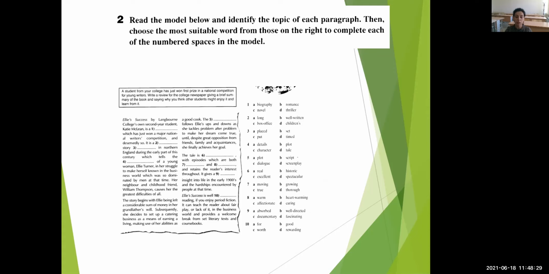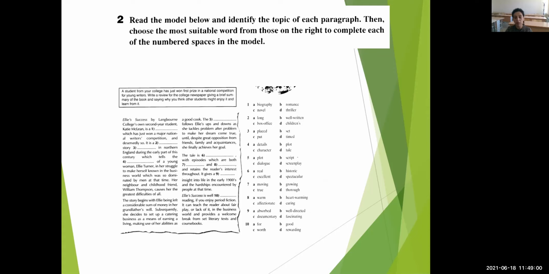Subsequently, she decides to set up a catering business as a means of earning a living, making use of her abilities as a good cook. So the plot follows Ellie's ups and downs as she tackles problem after problem to make her dream come true until, despite great opposition from friends, family, and acquaintances, she finally achieves her goal.